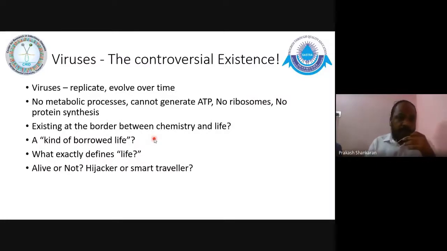Each and everyone can argue with the knowledge about viruses, how they manage many things, whether they are alive or not. You can think whether they are just a hijacker. They get into some place and then hijack everything, kill the host. You can call it a hijacker, or you can think that they are like a smart traveler. They don't carry much. They go very simply, get the job done, replicate into many. They just go to the next host.